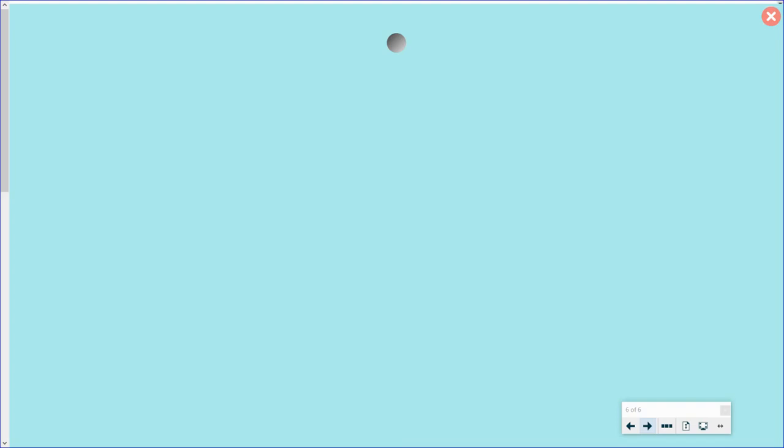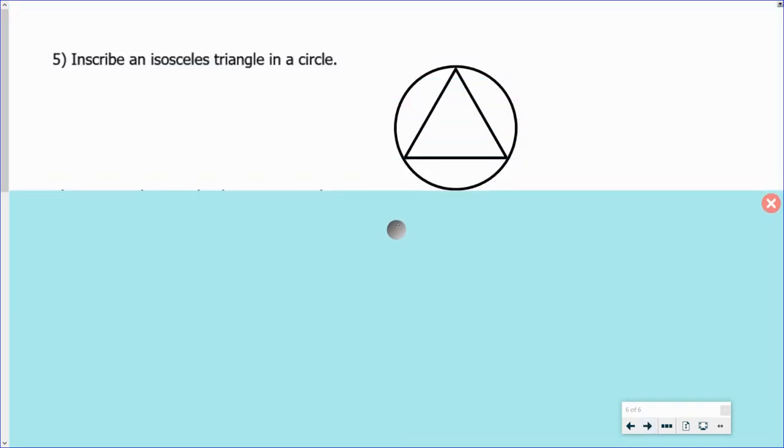Example number 5 asks you to inscribe an isosceles triangle in a circle. In order to do this, the vertices of the triangle, or whatever polygon you're working with, have to be points on the circle. Again, the vertices of the polygon must be points that are on the circle, and they can't share any other points. So that's what it looks like for an isosceles triangle to be inscribed in a circle.